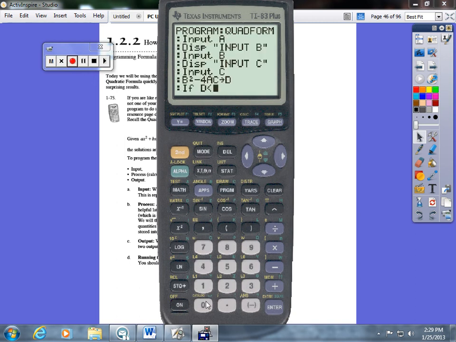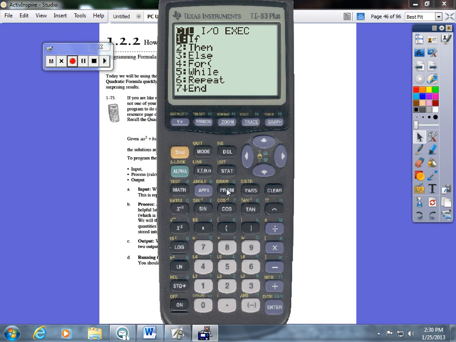If D is less than 0, then we've got to tell the calculator what to do. If D is less than 0, we're going to tell it to go to, and then you've got to label something, so we're going to just call it 3 for now. And I'll get back to that later, what that means. Now if D is greater than 0, it just skips over all that, which is what we want. So if D is greater than 0, that means we can actually get answers.